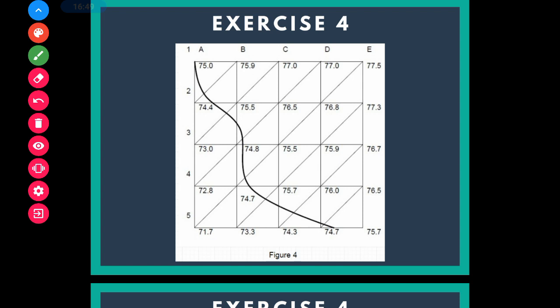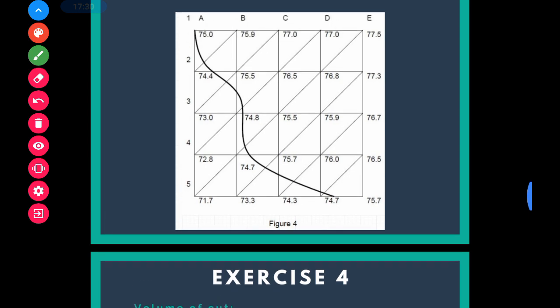Based on figure 4, this line is B, this is 1, so the intersection will be B1. This point is B1. You look at the original level, which is 75.9. Your RL, your desired level, is 75, meaning that the height you need to cut is 0.9. So you put that inside the table, and then you need to determine the mode factor.